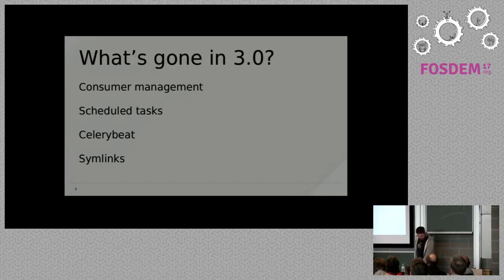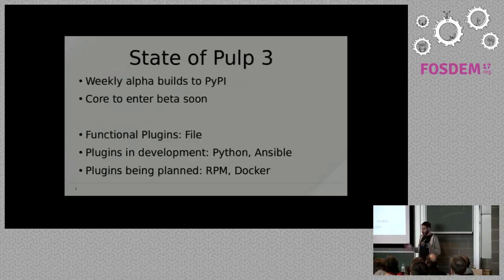So where are we with Pulp 3 now? We are in the alpha phase. We're building alpha builds about weekly. We're pushing them all to PyPI, and we're hoping to enter beta pretty soon, in the next few months. We have one plugin that already works, and that's the plugin I'll be demonstrating today, and this plugin manages files. We are also already writing a couple of plugins. The Python plugin is under development, and a plugin to manage Ansible roles is also being developed already. And we're going through the planning phase for RPM and Docker, and we're going to be publishing roadmaps for all of these plugins in the near future.